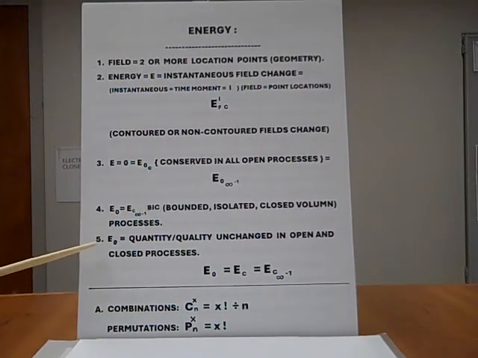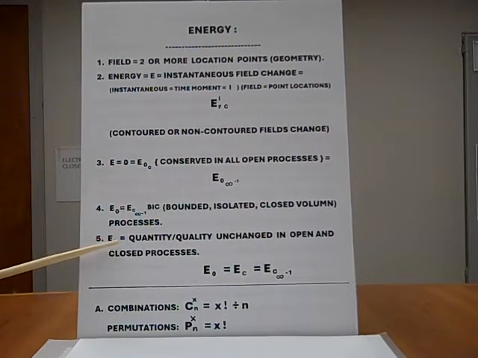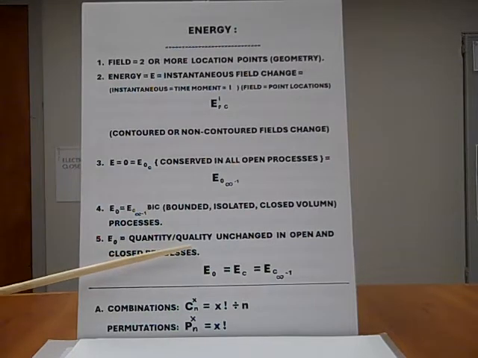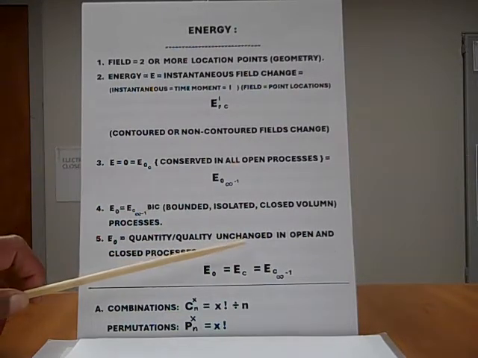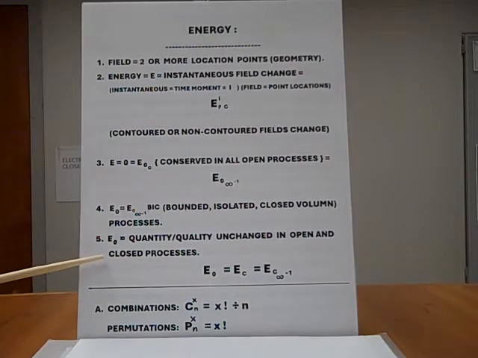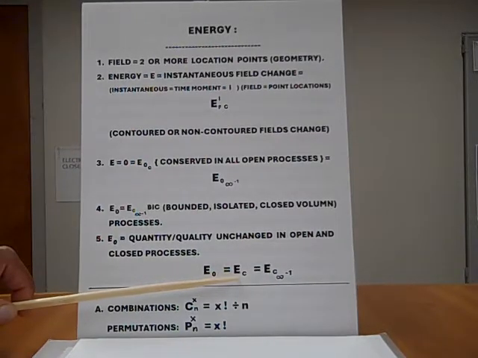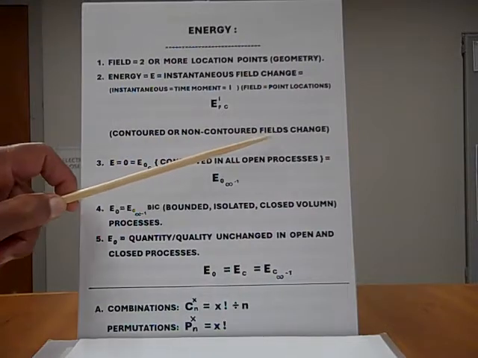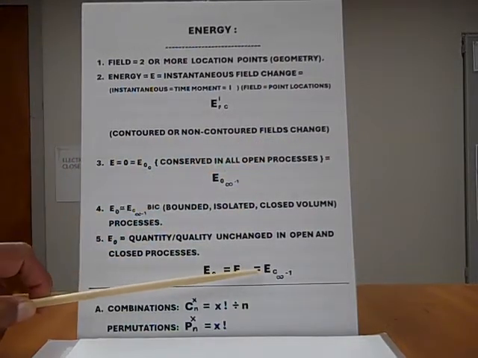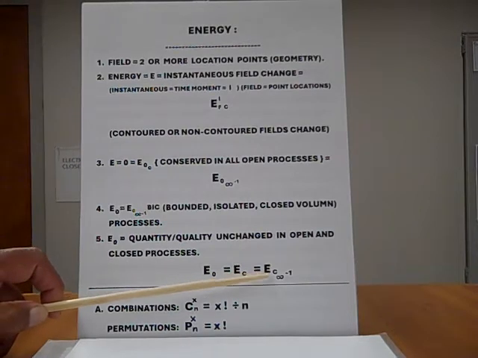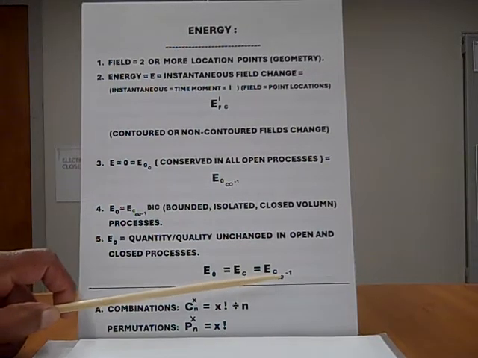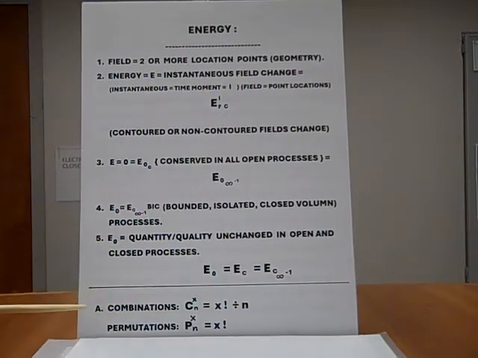We'll go to 5, where E subscript or subbase 0 equals the quantity and the quality of energy is unchanged in all open and closed processes. This is E subbase 0 equals E subbase C. This is contoured or non-contoured field changes, which equals E, equals C, in this particular case, conserved to infinity minus 1.